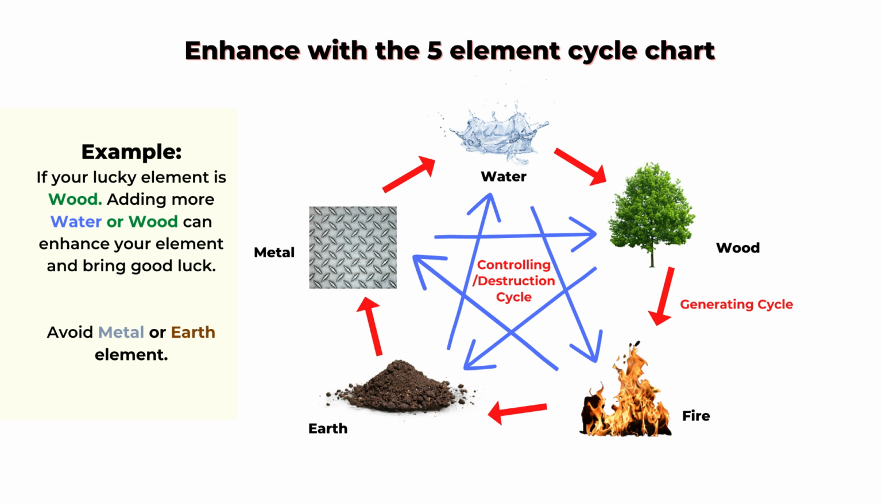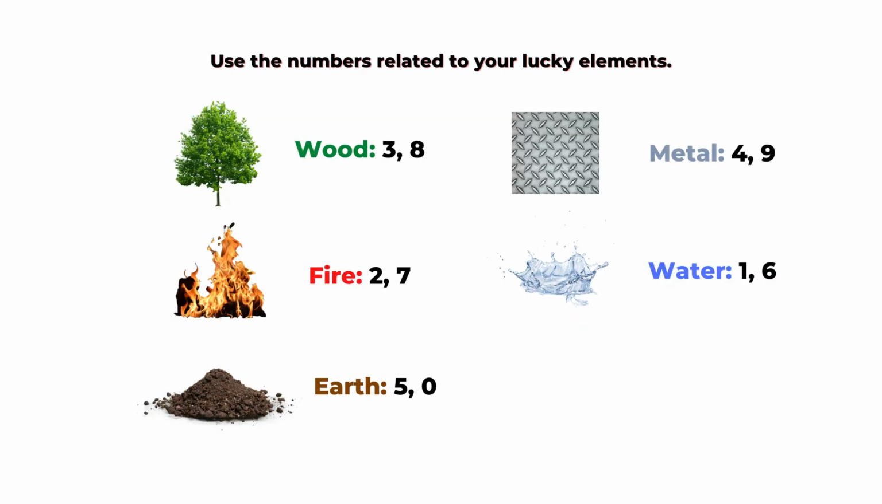So how do we find out our lucky numbers based on the 5 element? That's very simple. You can look at this chart. The lucky numbers related to wood element include number 3 and 8. The lucky numbers for fire element include number 2 and 7. And the lucky numbers for earth include 5 and 0. And lucky numbers for metal include number 4 and 9. And the last one, the lucky numbers for water element includes number 1 and number 6.